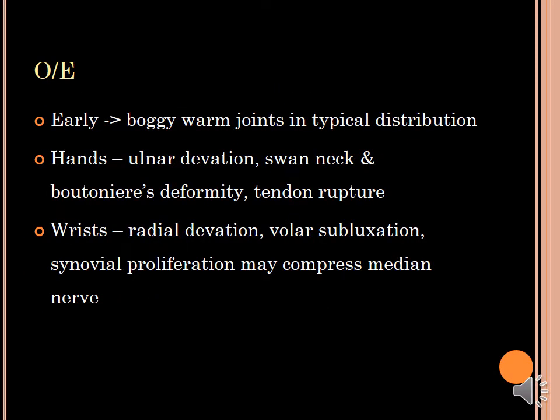Now, regarding examination of a patient with rheumatoid arthritis, in early stage we can only find boggy, warm joints in typical distribution of symmetrical polyarthropathy. In hands there are some classical signs, which are ulnar deviation, swan neck and boutonniere deformity, and any tendon ruptures due to infiltration of the inflammatory cells from the joint and synovium. In wrist we can have radial deviation, and synovial proliferation may compress the median nerve. Again, this point is emphasized.